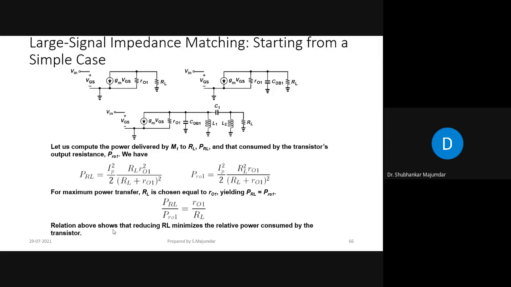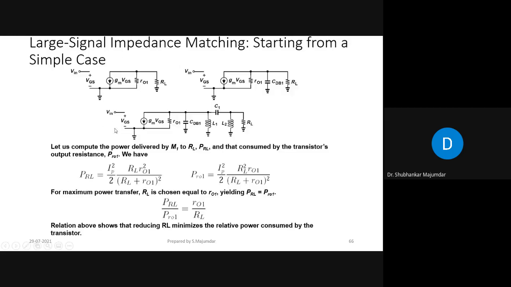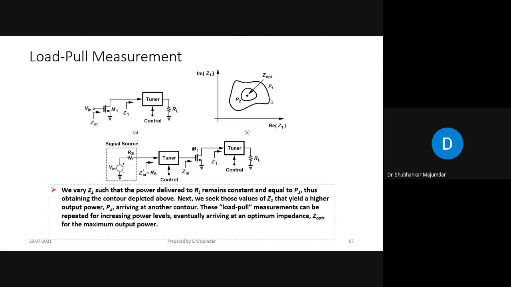Now for large signal impedance matching, the simple case is when we are not taking the resistive path and we are only taking the CBD1. We are not taking the resistive path. This is the simplest case.